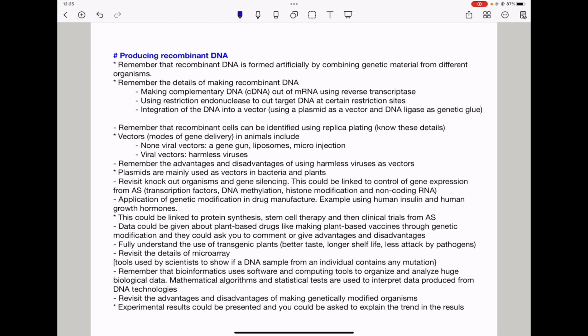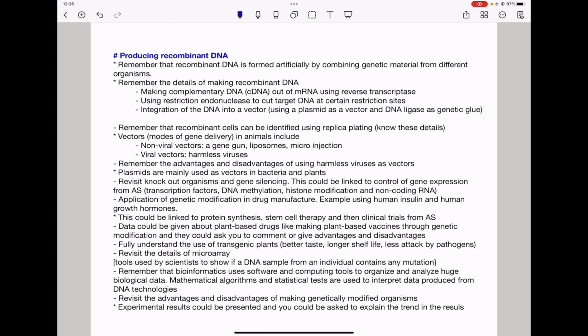Then there could be integration of DNA into a vector. Some use plasmids as vectors, and then DNA ligase is used as genetic glue. Remember that recombinant cells can be identified using replica plating, so you need to know the details.